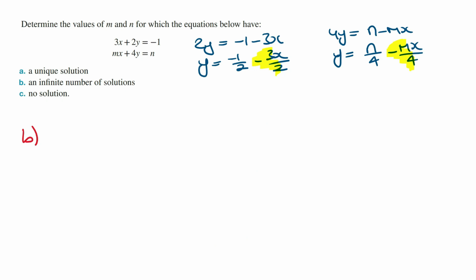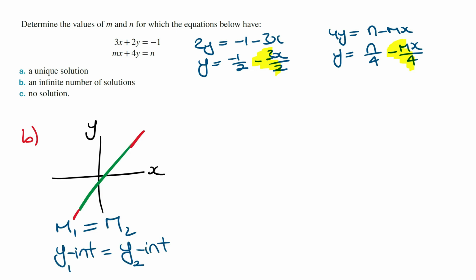Part B, an infinite number of solutions. For a simultaneous equation to have an infinite number of solutions, two conditions must be met. The first condition is that the gradient of the lines must be the same, and the second condition is that the y-intercept of each line must also be the same.